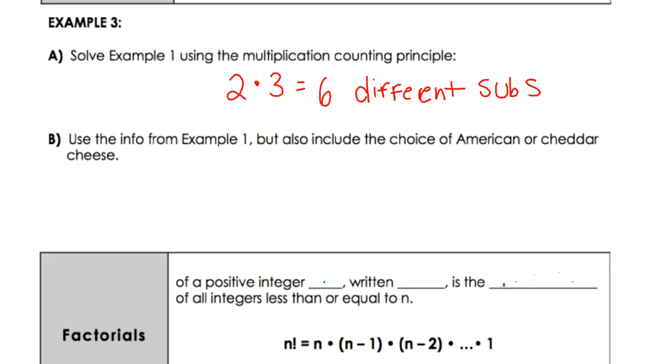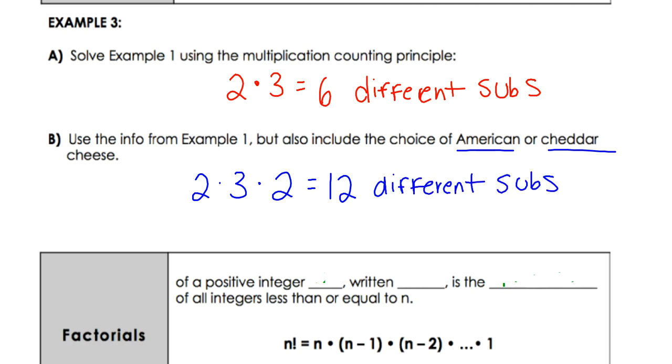Okay, so then for B here, it's asking us to do the same thing from example 1, but now we're going to have a third choice. So now we're going to choose a type of bread, type of meat, and a type of cheese. So again, there were 2 types of breads, 3 types of meats, and now we're adding in 2 different cheeses that we can choose from. So what that does now is it changes it from 6 different subs to 12 different subs that we can make, 1 with each type of bread, meat, cheese. And so that is the multiplication counting principle.